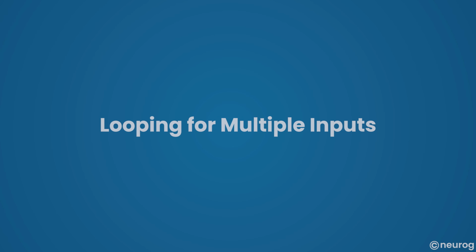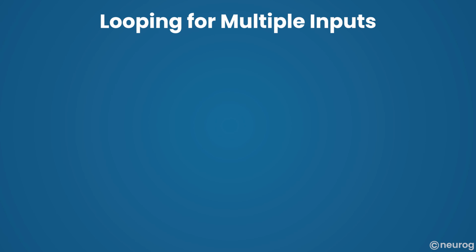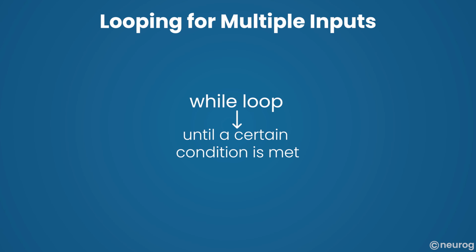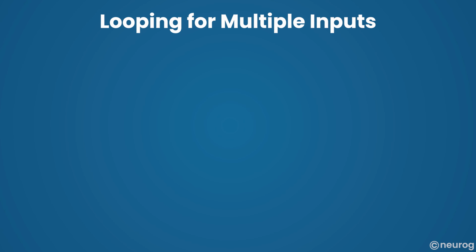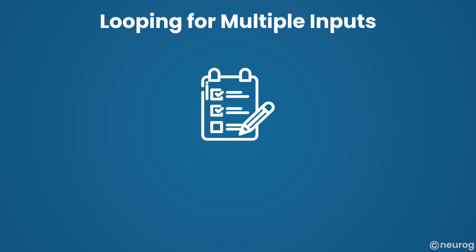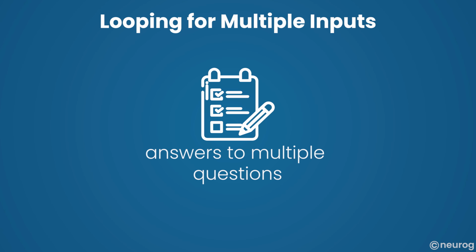When you need multiple inputs, loops are handy. A while loop lets your program repeatedly get input until a certain condition is met. Think of a user survey. A loop helps you collect answers to multiple questions.